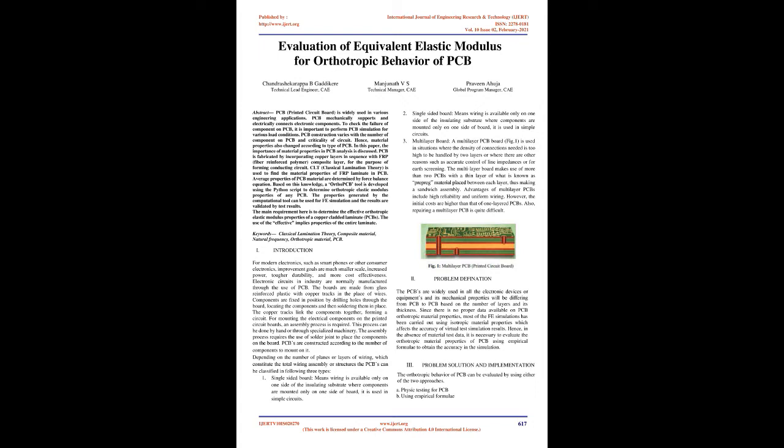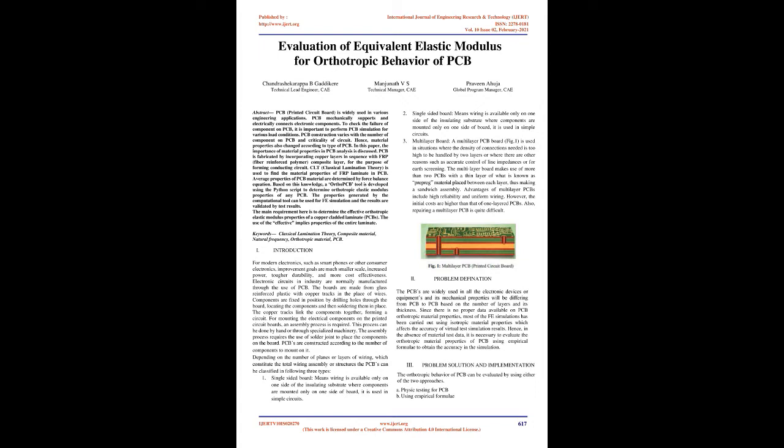For mounting the electrical components on the printed circuit boards, an assembly process is required. This process can be done by hand or through specialized machinery. The assembly process requires the use of solder joints to place the components on the board. PCBs are constructed according to the number of components to mount on it.